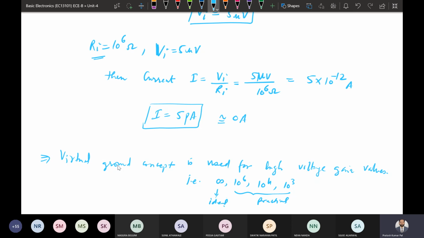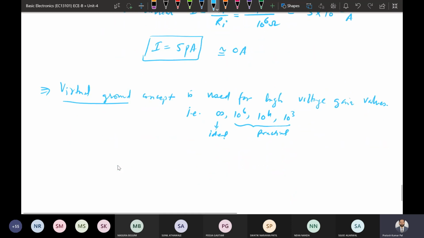So in the practical case also we will be using the virtual ground, but we will not be using it in all cases. Where we will not be using it: it is not used if the gain is equal to 10 or 5 or 100 or 200. If the gain is very low like this, then we will not be using the virtual ground concept. Here we need to analyze the circuit thoroughly. Virtual ground will only be considered when the gain is infinity or up to 10 power 3 in the case of practical operational amplifiers.